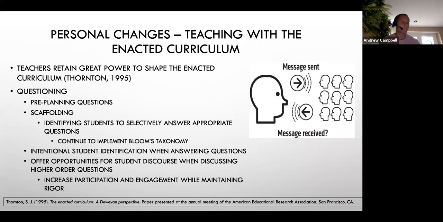So when we're planning those questions, pinpointing specific students that we know might need a little bit of scaffold, making sure those lower tier questions are going to those students to ensure that they are part of the discussion, yet building at the same time. And we want to offer opportunities for student discourse. It allows us to increase the participation and engagement while maintaining our lesson rigor.